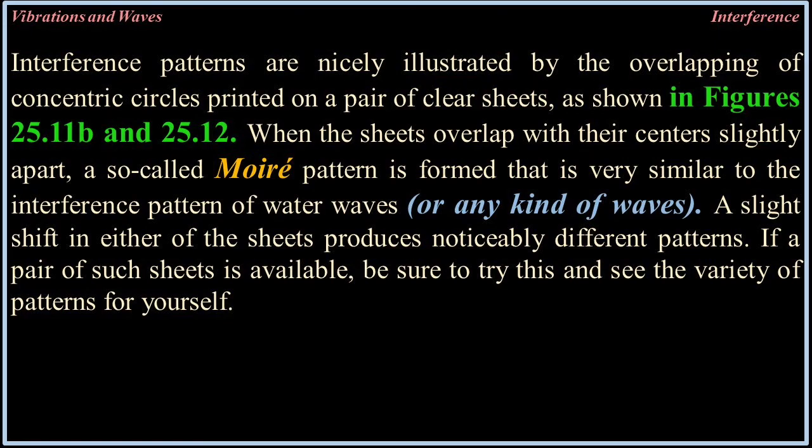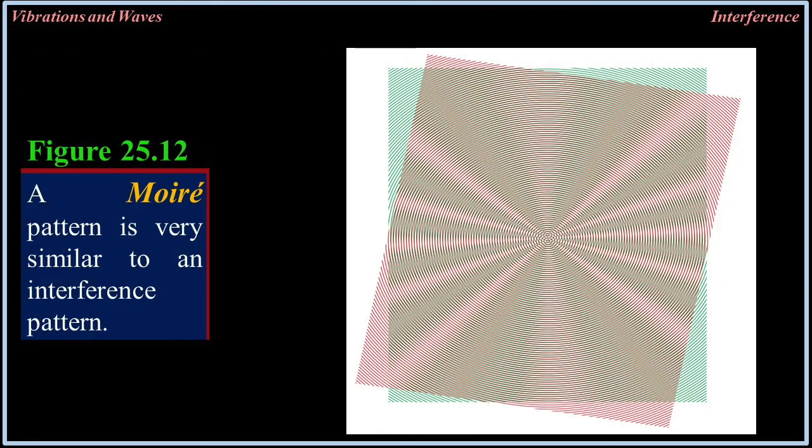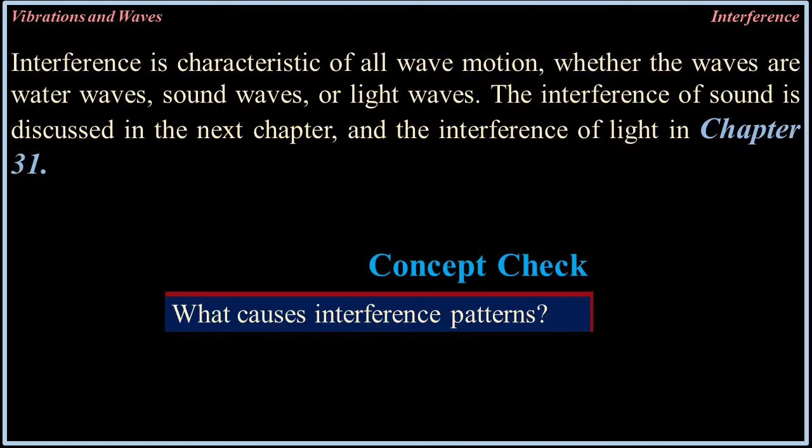If a pair of such sheets is available, be sure to try this and see the variety of patterns for yourself. Figure 25.12, a moiré pattern, is very similar to an interference pattern. Interference is characteristic of all wave motion, whether the waves are water waves, sound waves, or light waves. The interference of sound is discussed in the next chapter, and the interference of light in chapter 31. Concept check: what causes interference patterns?